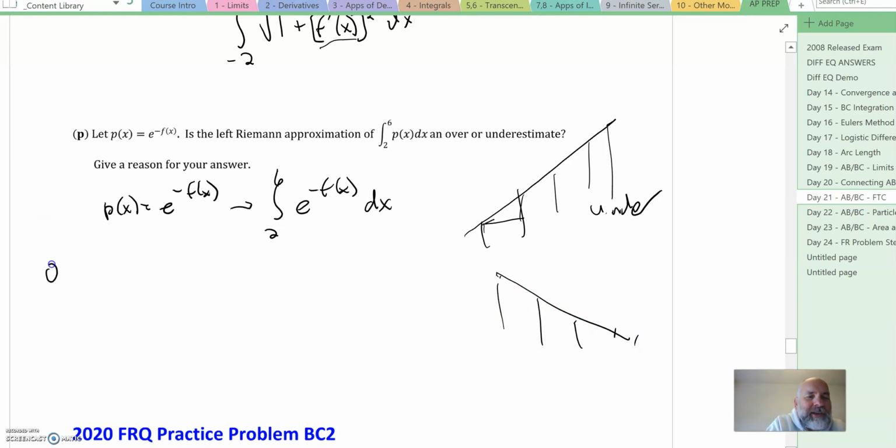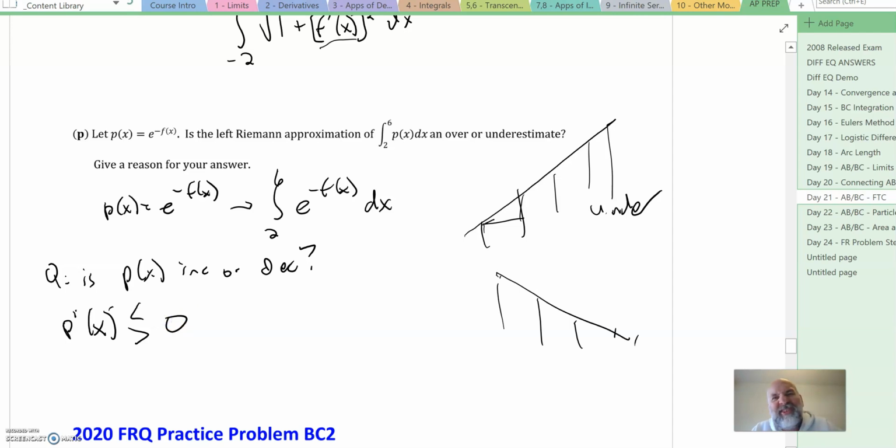And so the question now becomes, is p of x increasing or decreasing? How do you know if you're increasing? The question is whether p prime of x is greater than or less than 0. And so you just have to find out, is it positive or negative over this interval from 2 to 6. I'll let you do that now.